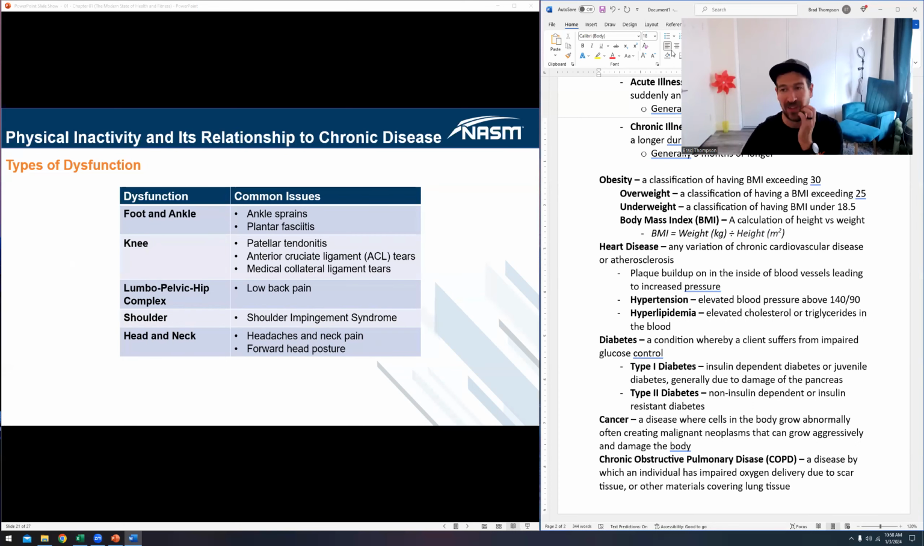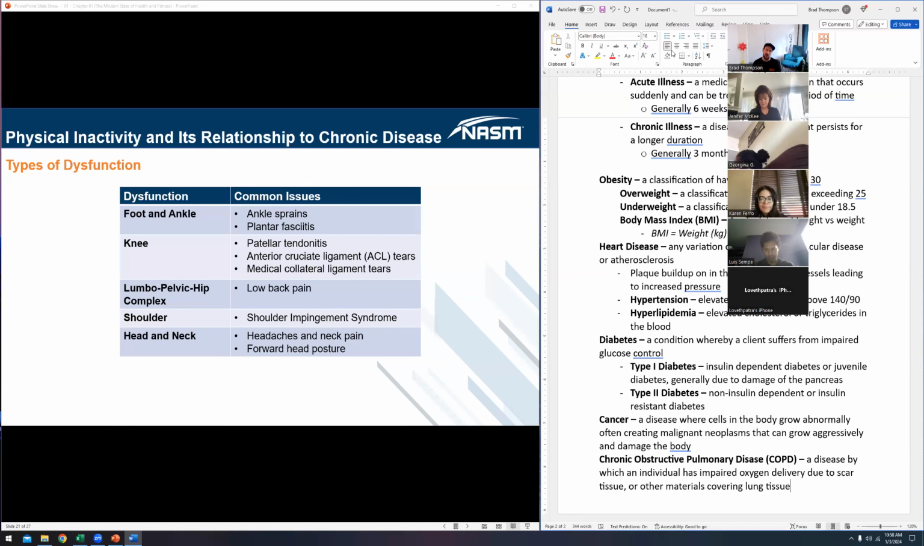So I'm actually not going to put these in our notes today because we are going to cover these better later. But we look at our common dysfunctions. We've got ankle sprains and plantar fasciitis in the foot and ankle complex. We've got patellar tendonitis, ACL tears, MCL tears in the knees, low back pain like herniations and stuff like that in the LPHC, shoulder impingement or rotator cuff tears in the shoulders, and then general headaches and neck pain and forward head posture in the neck.